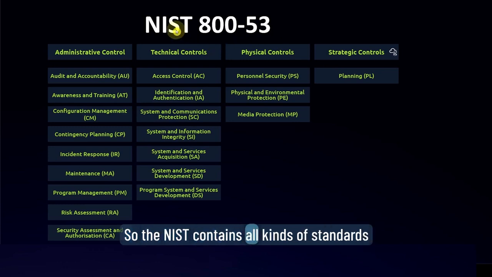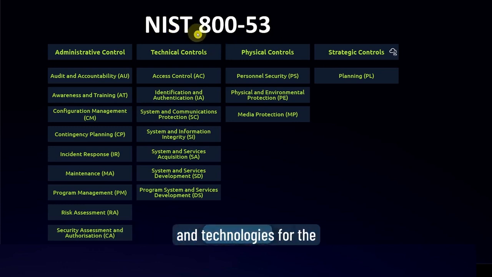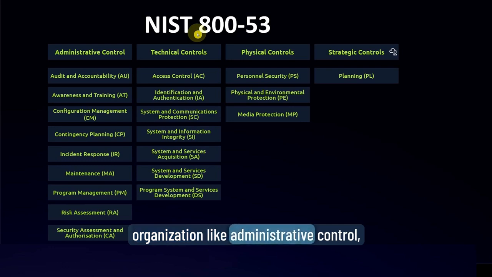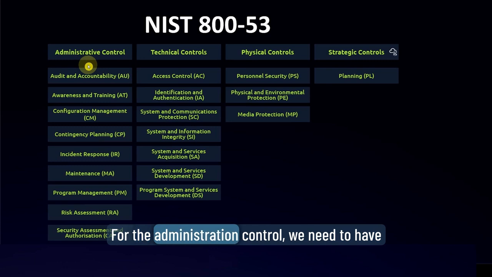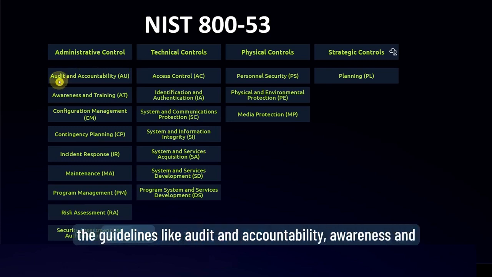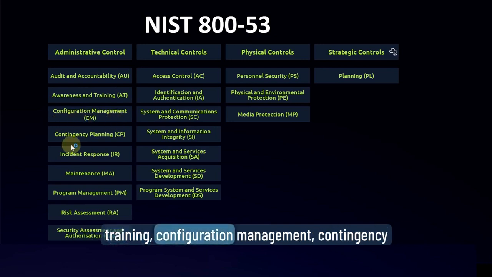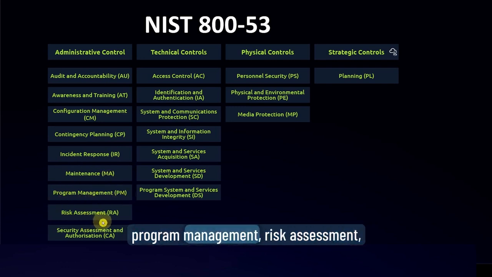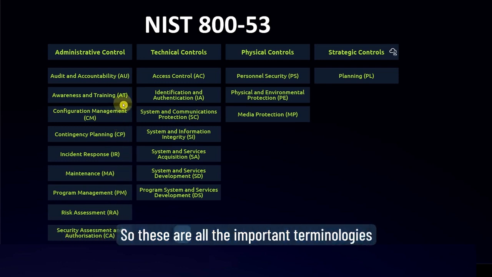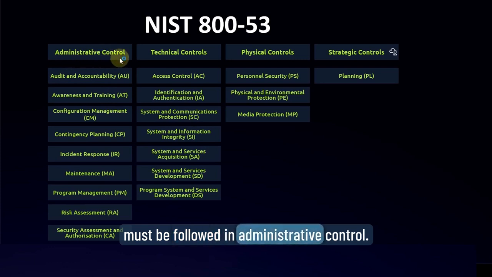So the NIST contains all kinds of standards and technologies for the organization, like administrative control, technical control, physical control and strategical control. For the administration control, you need to have the guidelines like audit and accountability, awareness and training, configuration management, contingency planning, incident response, maintenance, program management, risk assessment, security assessment and authorization. So these are all the important terminologies that must be followed in administrative control.